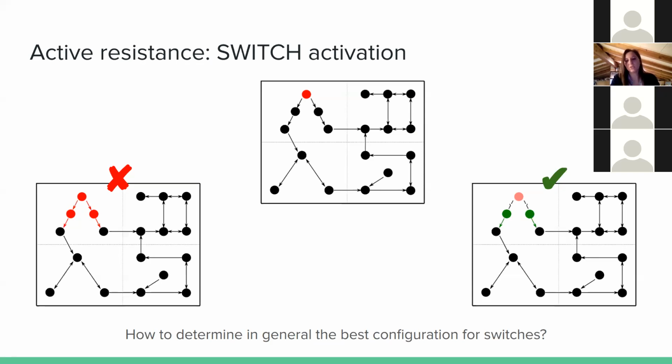I mean, I could have said to you, just break one switch, and you would have said to me, no, the best configuration is to break the two of them. This is easy for now, but can you imagine what would happen with a lot of switches and with a really complex graph? You cannot do that by eye. So how do you determine in general which is the best configuration for the switches? The way that we do so is to use genetic algorithms.